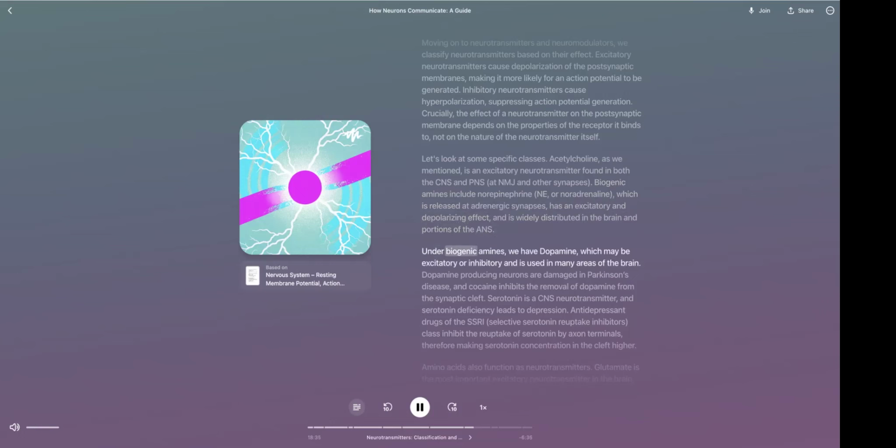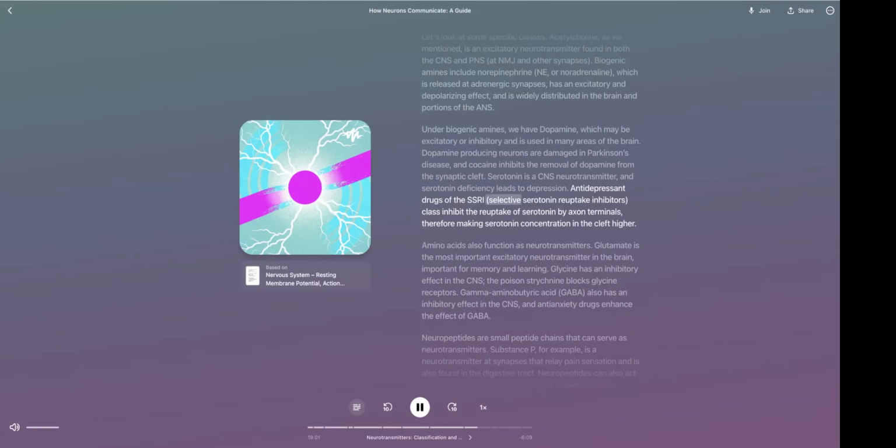Under biogenic amines, we have dopamine, which may be excitatory or inhibitory and is used in many areas of the brain. Dopamine-producing neurons are damaged in Parkinson's disease, and cocaine inhibits the removal of dopamine from the synaptic cleft. Serotonin is a CNS neurotransmitter, and serotonin deficiency leads to depression. Antidepressant drugs of the SSRI, selective serotonin reuptake inhibitors, class inhibit the reuptake of serotonin by axon terminals, therefore making serotonin concentration in the cleft higher.